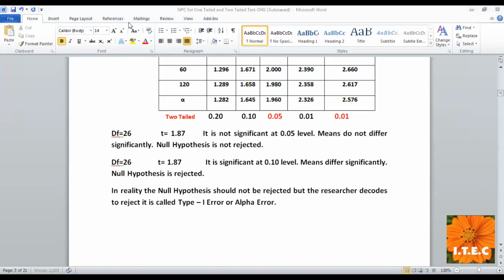That means you have any value, whatever may be the small value of the t, it will be significant at some level. That means the researcher is accepting a higher error. So that is the problem. Now let us take another one.